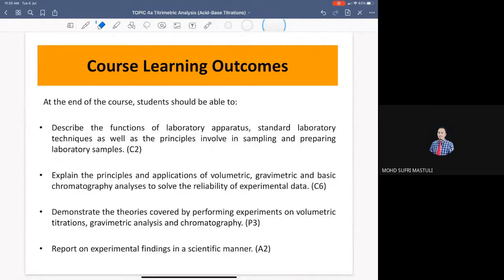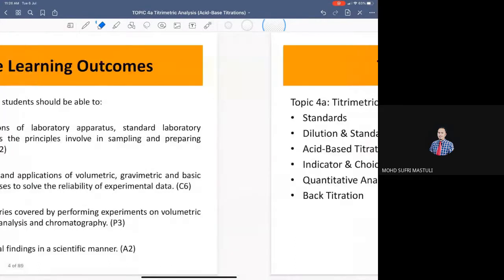Demonstrate the theory covered by performing experiments in volumetric titration, gravimetric analysis, and chromatography. And also, in the end, students should be able to report experimental findings in a scientific manner.